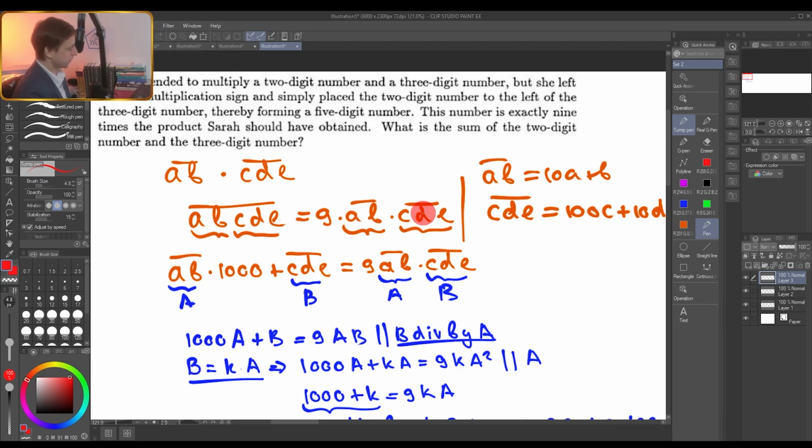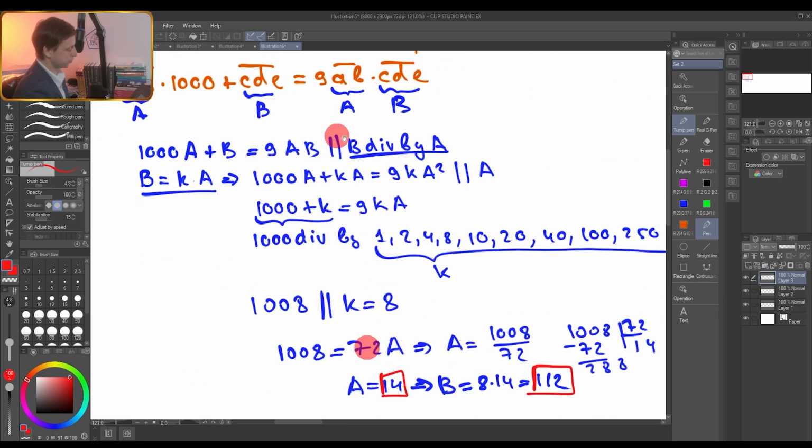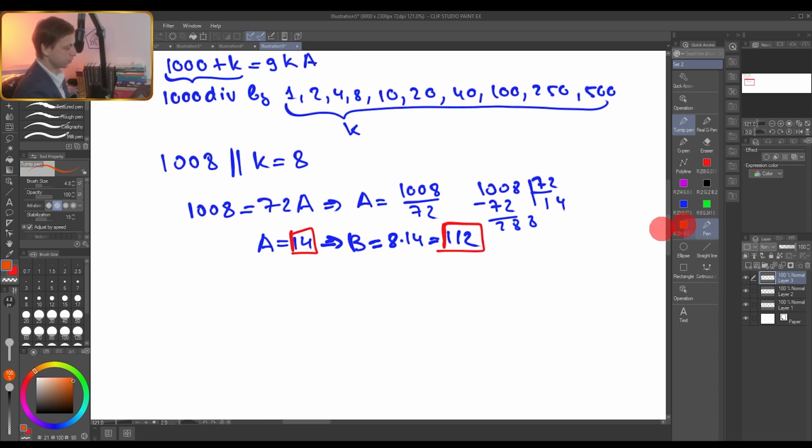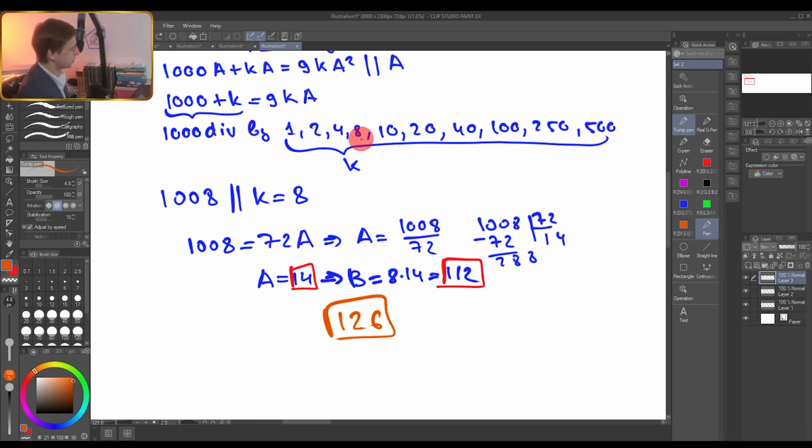And of course, we need to find the sum of the 2-digit number and the 3-digit number. So the sum will be 126, and it is the correct answer for our problem. Also, a great point. We found that k equals 8 works for us, and after that we found the appropriate values of B. The main question for you: do we need to check any other values of k?